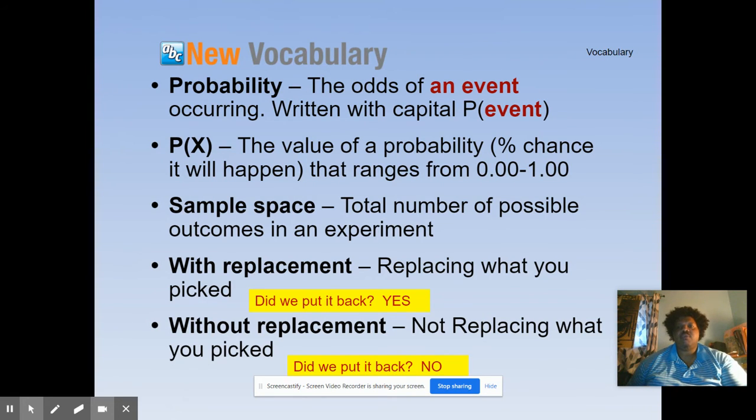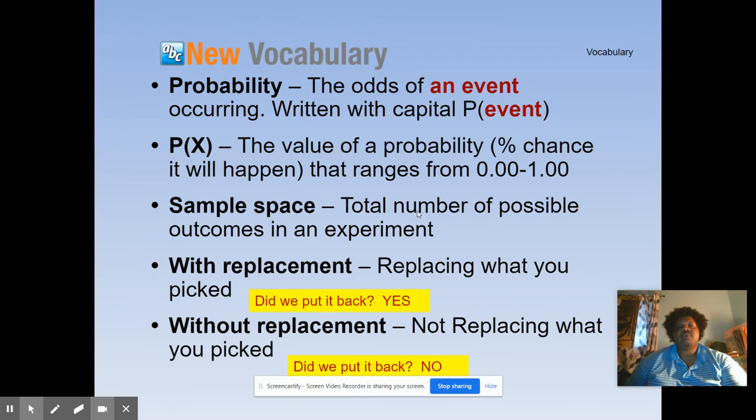It is normally written with a capital P and the event, which is the thing that you're checking the probability for, inside parentheses. P of X, the value of probability, which is the percent of chance that something will happen. That ranges between 0, which means that it's not going to happen at all, and 1, which means that it is going to happen. All right.